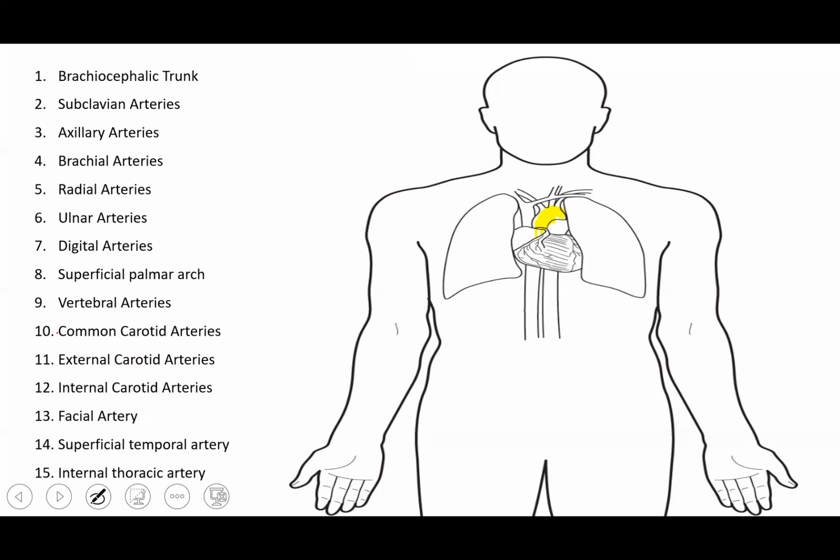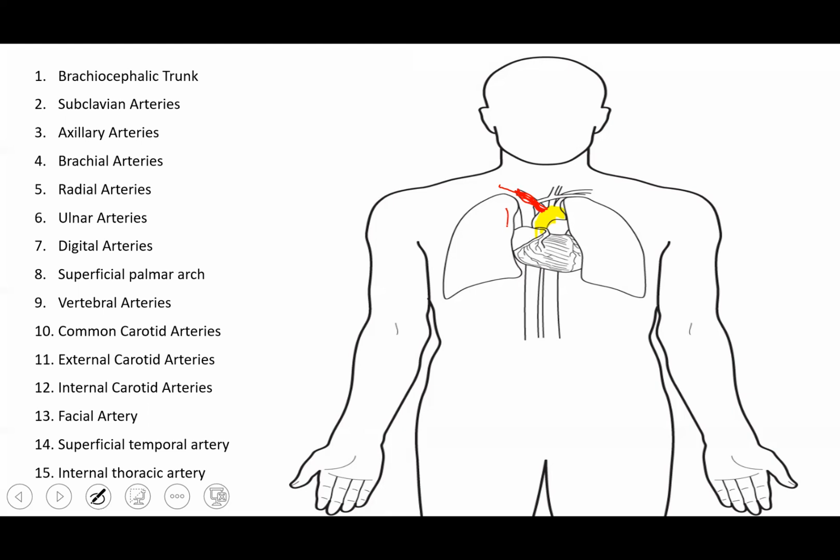Right, we know from our discussion in the lecture that there are three main branches off of the aortic arch. The first one is the brachiocephalic trunk. And again, bear with me for my little squiggles here. Okay, so this is number one, the brachiocephalic trunk. Okay, we'll come back to that in just a second.